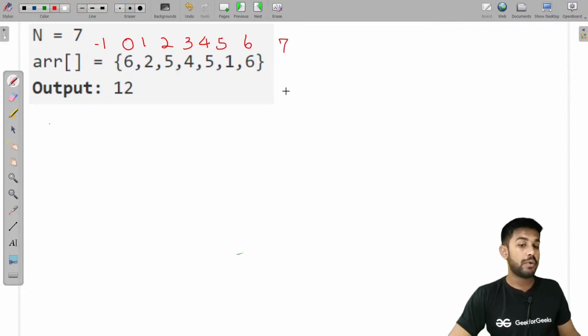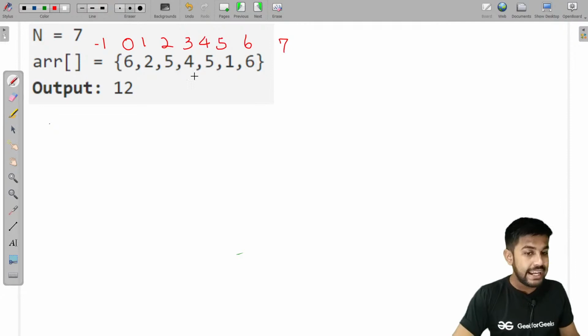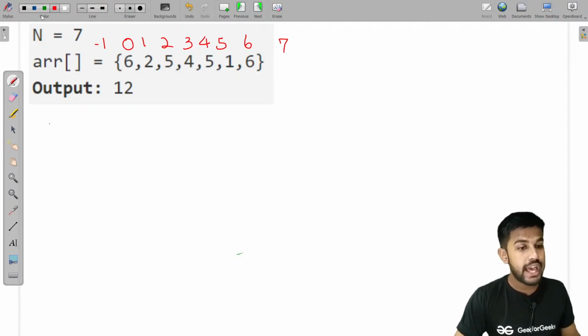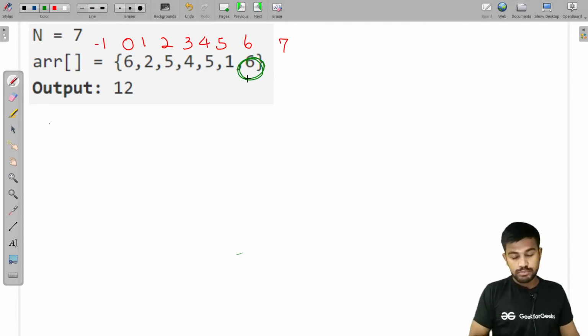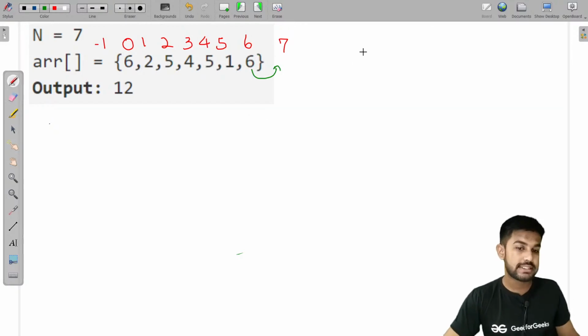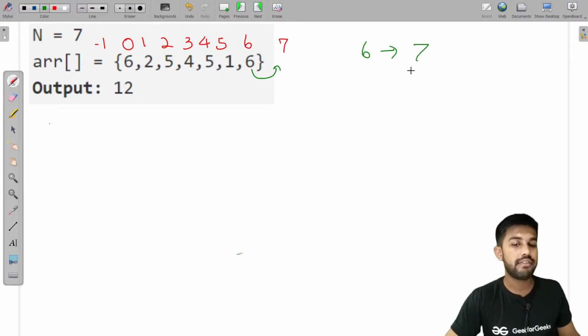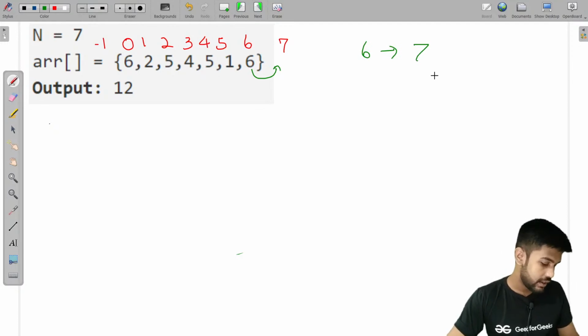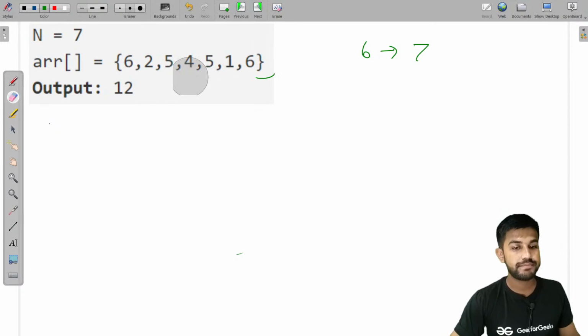So the idea is that suppose we have the current element as 6. Next smaller element on the right hand side, there is nothing. So what we would load in that is, we would just load 7 here. So for the sixth index we have 7 here. Dry run is needed. Okay, dry run needed. Absolutely.